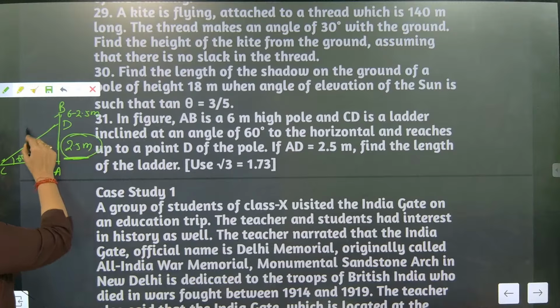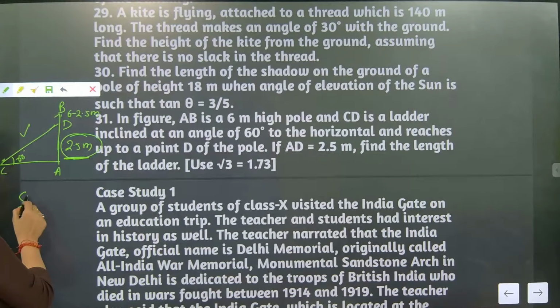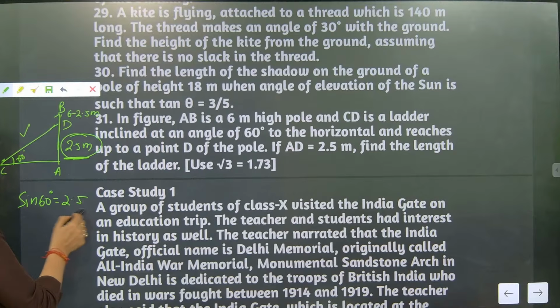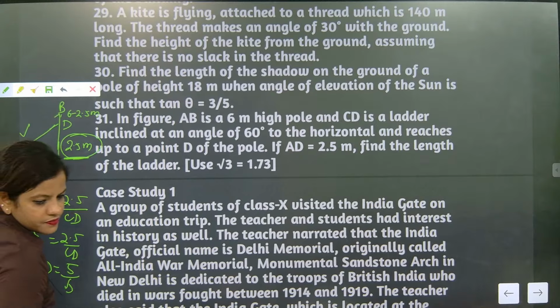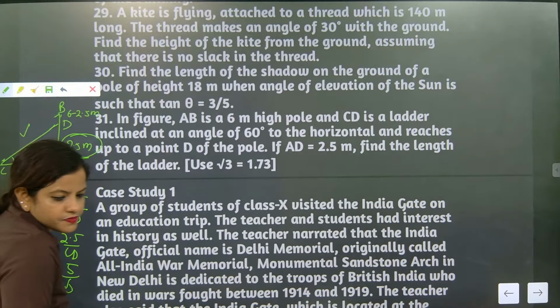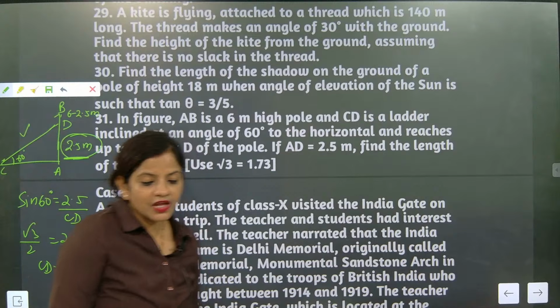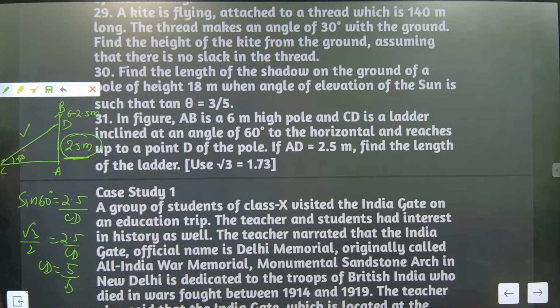So perpendicular by hypotenuse: sine 60 degree is equal to 2.5 by CD. So root 3 by 2 is equal to 2.5 by CD. The length of the ladder is 5 by root 3. Yes, the length of the ladder is 5 by root 3. So now, beta, we are going to go for the case study.